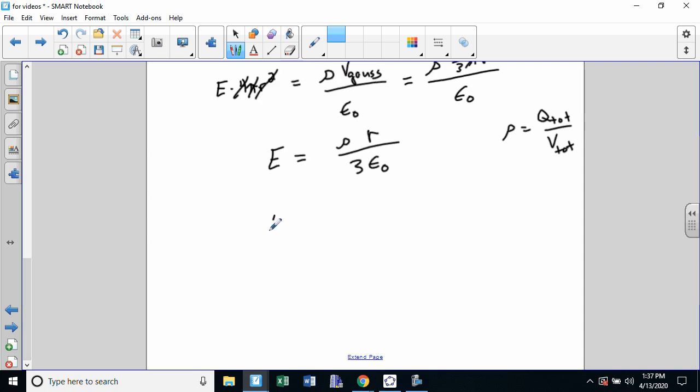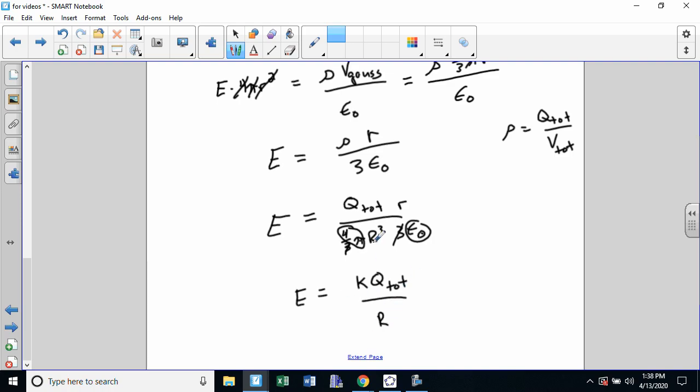So the electric field here, substituting in rho, I get rho is Q total over the total volume of the sphere. Well, that's 4/3 pi R cubed, again, times r and divided by 3 epsilon naught. Well, the 3 is going to cancel here. And you'll notice that I'm coming up with a 1 over 4 pi epsilon naught, which is just K. So electric field is K times the total charge divided by R cubed, times little r.